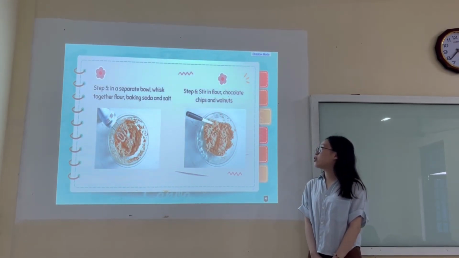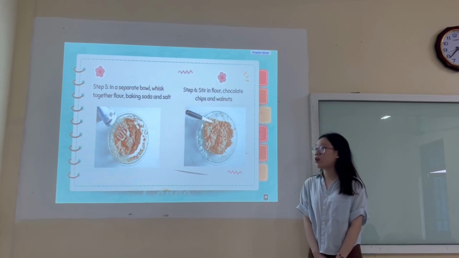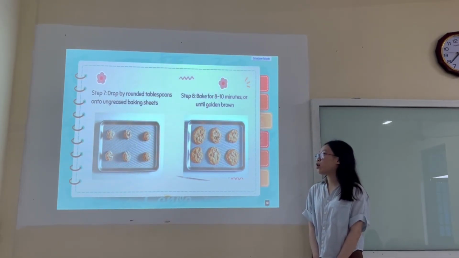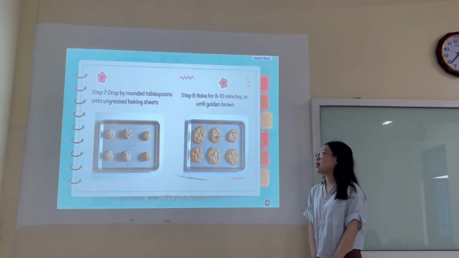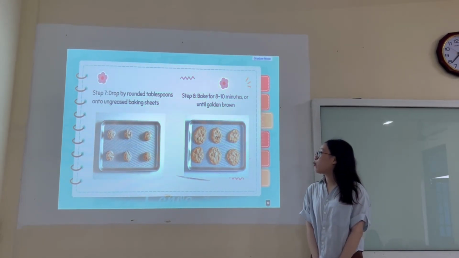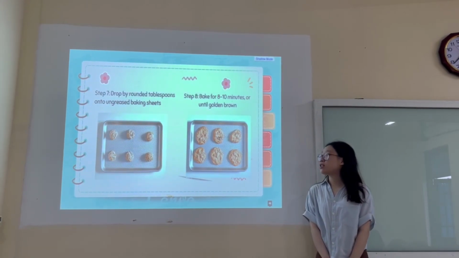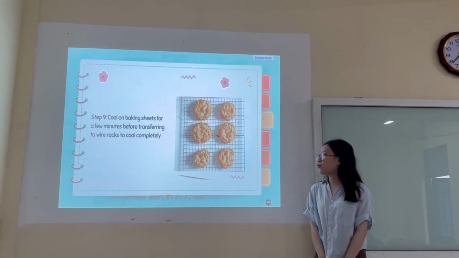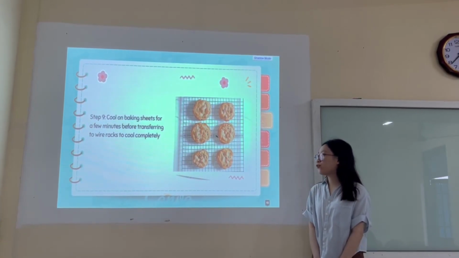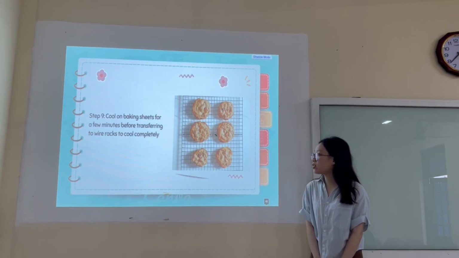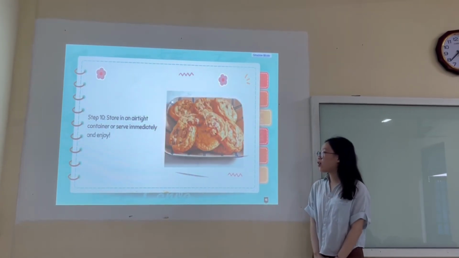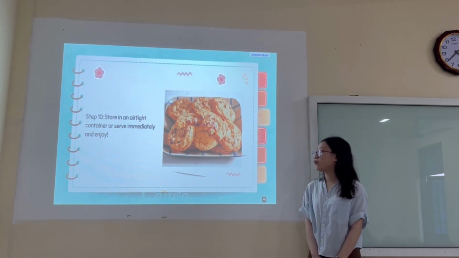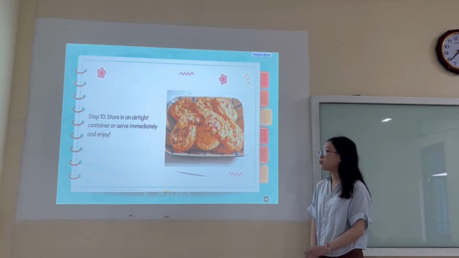Step 6: stir in flour, chocolate chips, and water. Step 7: drop by rounded tablespoon onto an ungreased baking sheet. Step 8: bake for 8 to 10 minutes or until golden brown. Step 9: cool on baking sheets for a few minutes before transferring to a wire rack to cool completely. And the final step is to store in an airtight container or serve immediately and enjoy.